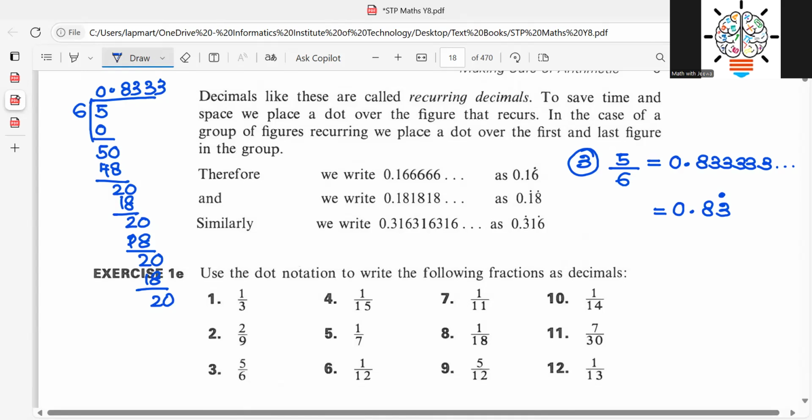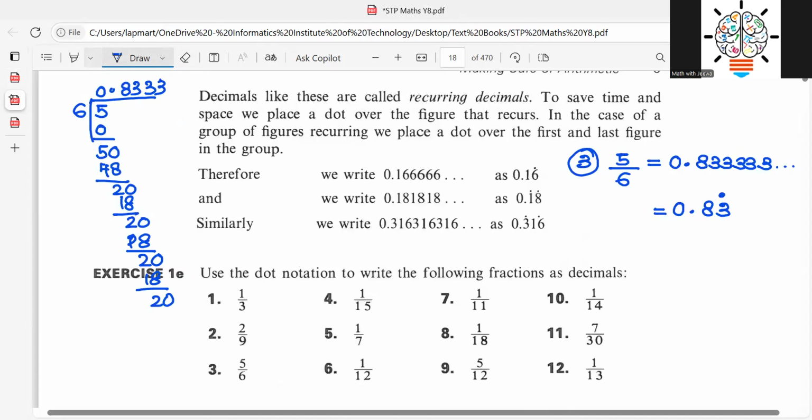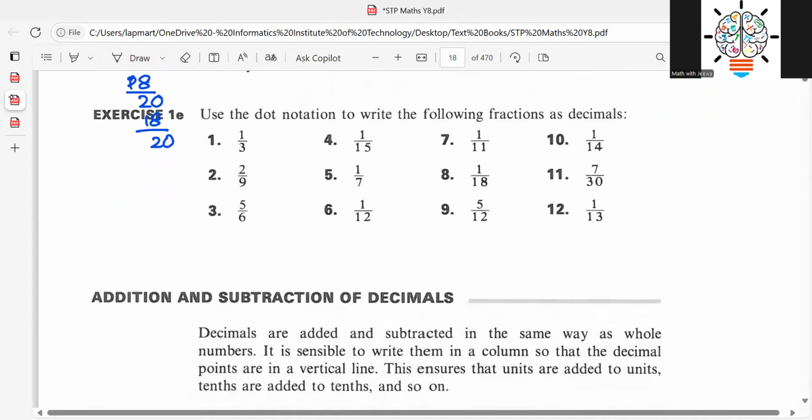Okay. Then in the same way we have 1 over 15, right? Here I write 1 divided by 15. So then 1 divided by 15. Here 0, and for 10, 0.